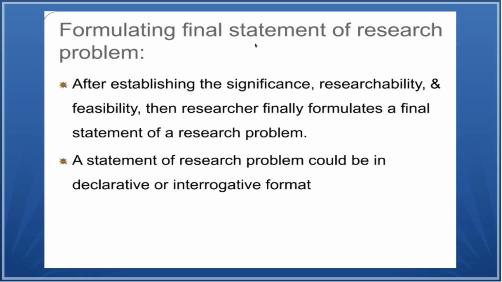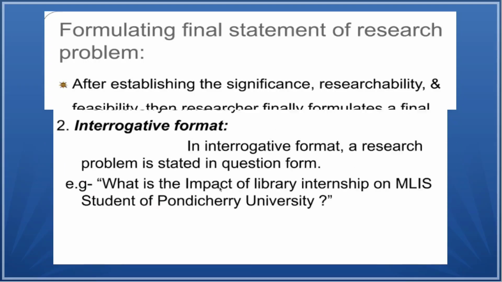Next one is formulating the final statement of the research problem. So by keeping all the other steps in mind, finally you have to formulate the research problem statement. After establishing the significance, researchability and feasibility, the researcher finally formulates the final statement of a research problem. A statement of a research problem could be in declarative or interrogative format. Two types of format are there for a research problem statement: declarative or interrogative.